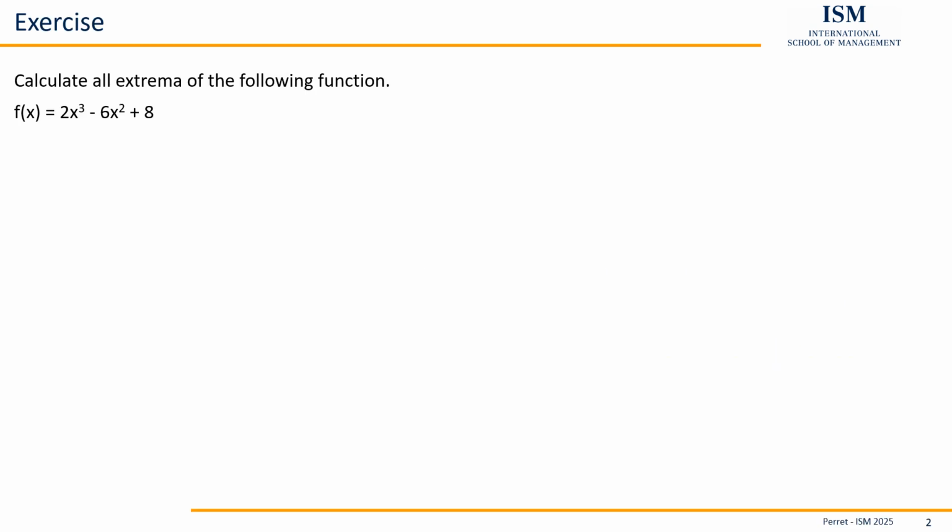Welcome to this exercise on calculating extrema for functions with just one variable. Here we have the simple function 2x to the power of 3 minus 6 times x squared plus 8, and we're asked to calculate all extrema of the following function.